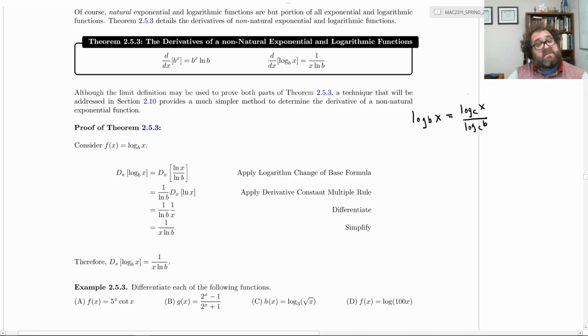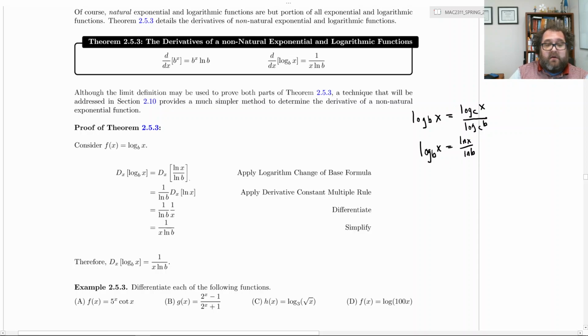But if you want to talk specifically about changing to a natural log, we could say that log base b of x is equal to natural log x over natural log b. So that is where that comes from. That's just the logarithm change of base formula. That comes in handy. So if you need to review that, by all means, please do so. Okay? So we change the base to our natural logarithm instead of the base b, whatever b was.